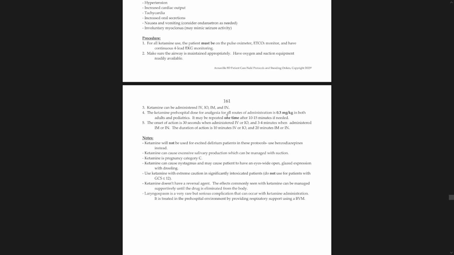Ketamine doesn't have a reversal agent. The effects commonly seen with ketamine can be managed supportively until the drug is eliminated from the body. Laryngospasm is very rare, but a serious complication that can occur with ketamine administration. It is treated in the pre-hospital environment by providing respiratory support using a BVM.